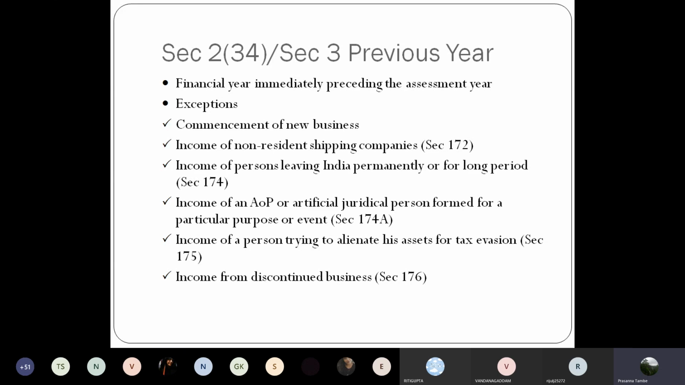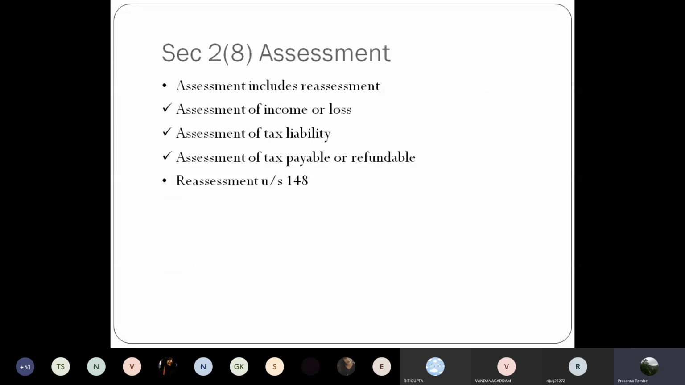Yes, sir. Okay, can we go to the next slide? Okay, assessment. We have not discussed this earlier, no? No, sir, we have not discussed it. Okay. The slide is clear, na? Yes, sir, the slide is visible. Okay.